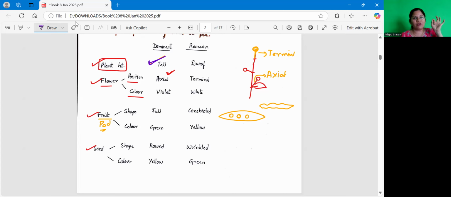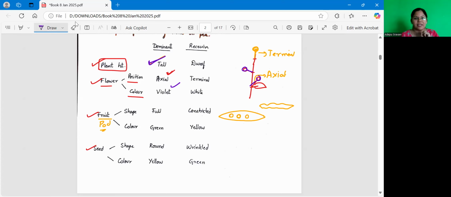isn't it? So we want flowers at the axial. So axial will be dominant. Clear? Now, obviously, we want bright color flowers. So violet color flowers will be our dominant one. Are you following? So tall plants, then axial flowers and violet flowers. These will be our dominant characters.